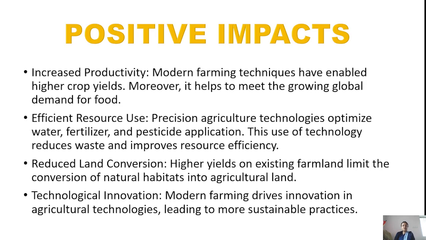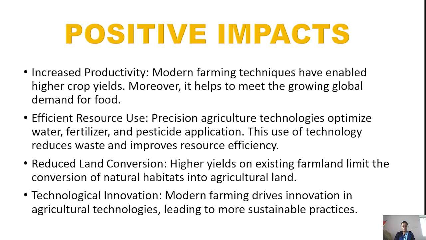Next is, as every coin has two faces, this also has some positive and some negative impacts. First, we will look into some positive impacts. Increased productivity. Modern farming techniques have enabled growing higher crop yields. It helps in meeting the global hunger index. Next is efficient resource use. Resources like water and soil are optimized through the technology. The use of technology helps in reducing the wastages and improving the resource efficiency.